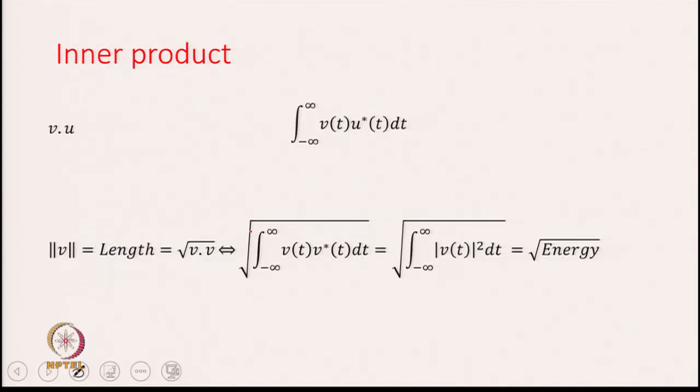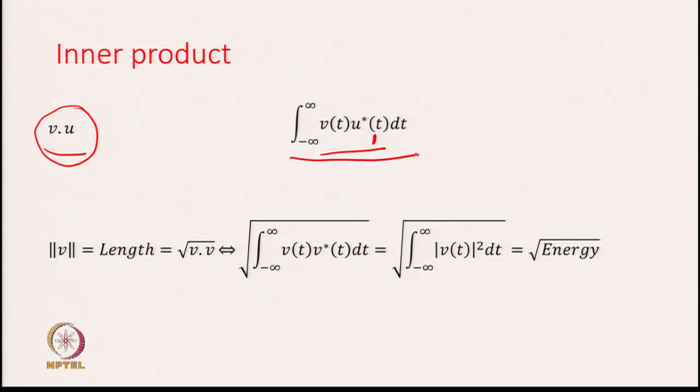Second, we have learned about the inner product. The inner product is the same as the dot product. In the case of vectors we love this dot product; in the case of signals we do this inner product. If you want to compute the inner product of two signals, you have to multiply one signal with the conjugate of the other signal, and then integrate from minus infinity to plus infinity. Physically, the dot product and the inner product have the same meaning.